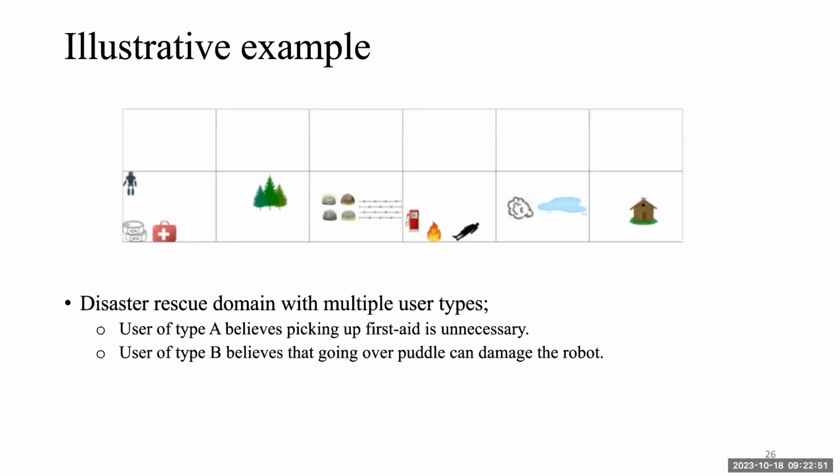So here's again a concrete example. We've got an agent in a disaster rescue scenario, where the agent's task is to pick up this victim and move them to a shelter location. And there are many actions it can do along the way, one of which is to pick up this first aid kit. So there are two types of users here. This is a simplified example where a user of type A believes that picking up this first aid kit is unnecessary, and a user of type B believes that going over the puddle can damage the robot.